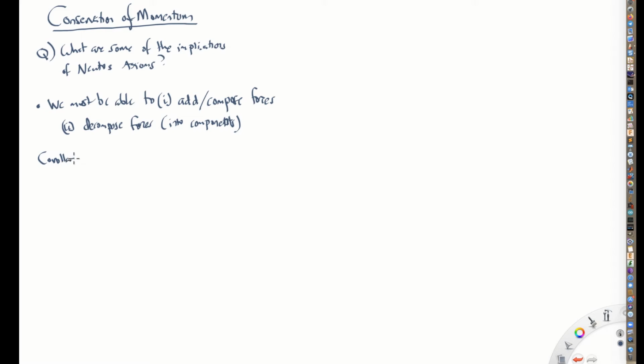So maybe I'll just say one thing about this. In the previous chapter, Newton had his axioms, and just like in a mathematics text, there are going to be certain corollaries or things that follow from his axioms. So in his Corollary 1, he talks about how to compose or add forces and how to decompose forces.